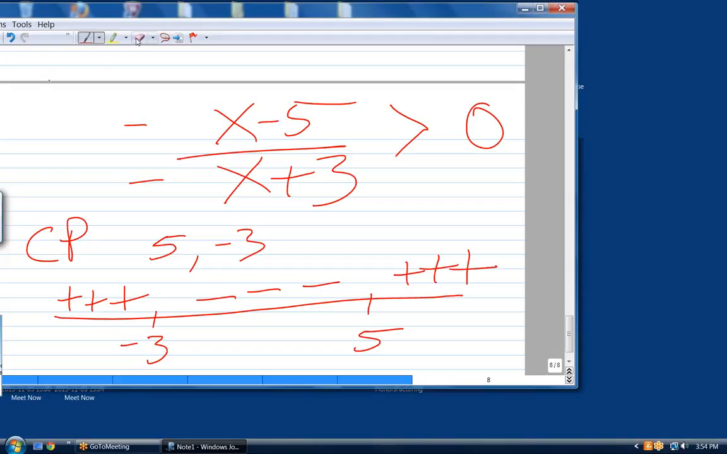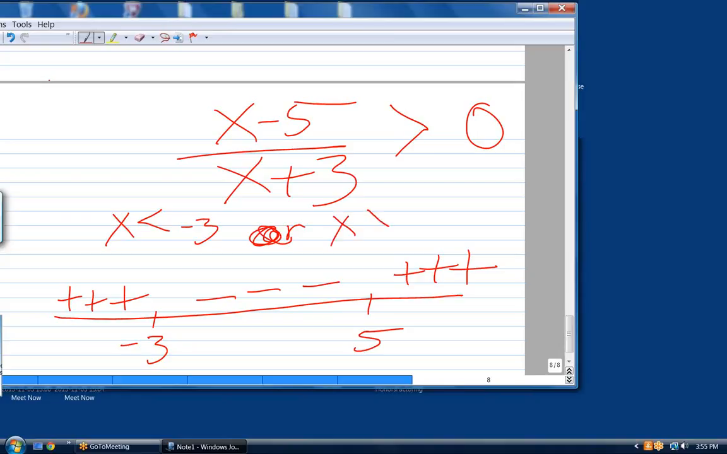So how would you describe the answer? X has to be less than -3, sorry, or greater than positive 5. It's okay, I wasn't positive myself whether it was an and or an or. But I think it's an or.